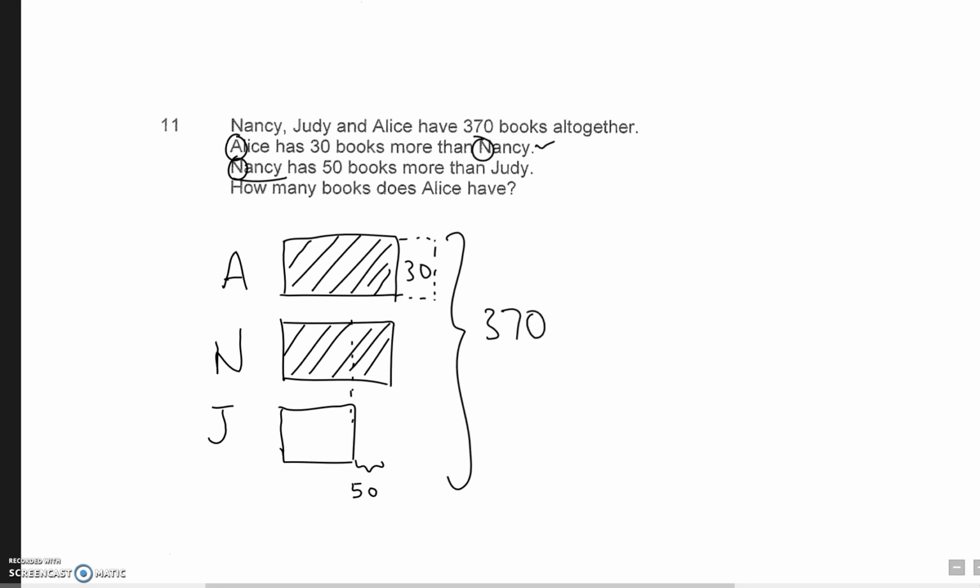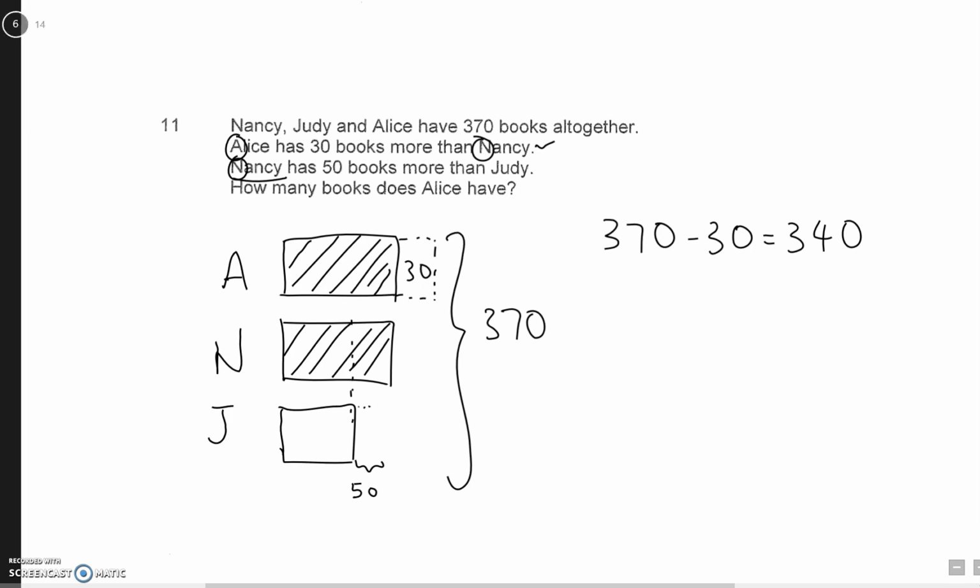Okay, now, what to do? Let's look at Alice first. Alice has this extra portion, which we might want to take out first to get us 340. Now the thing is, this Judy over here is not a proper 1 unit.